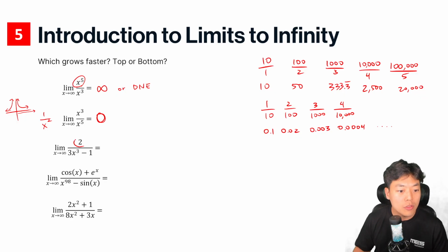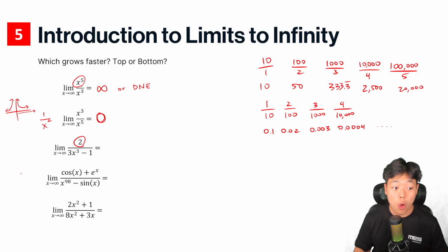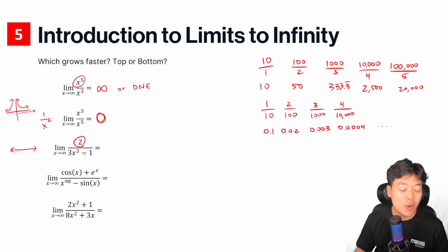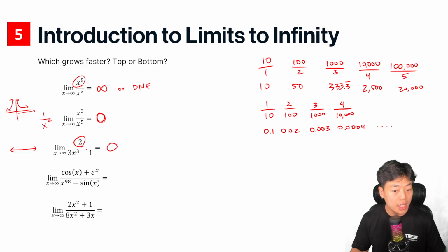Let's check this one out. 2 is a constant horizontal line. It's a constant function. 3x cubed minus 1 is growing. So again, the bottom is growing faster than the top. Therefore, as x approaches infinity, boom, that's it.